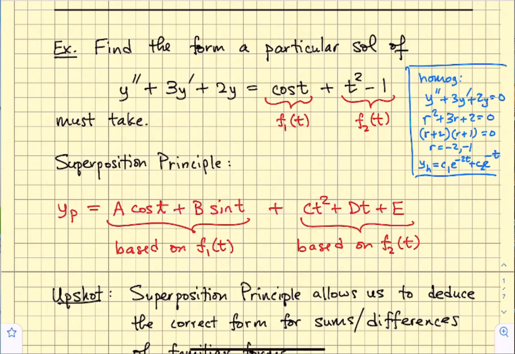Now, as we said, you would need to check for replication between any part of this and any part of your yh solution. So why don't we go off to the side, look at the associated homogeneous problem, and solve that very quickly using the characteristic equation, get our roots, and notice that we're in case 1. Our general solution to the homogeneous problem would be c1 e to the minus 2t plus c2 e to the minus t, and now we just check. There's no replication or linear dependence with yh. There's none here, here, here, or here. So all of this would be our guess. We do not need to revise our guess.